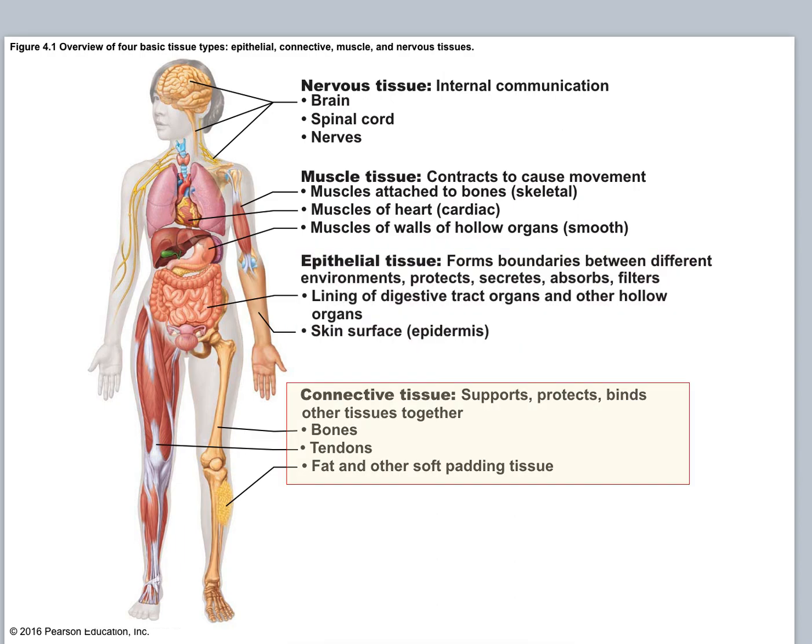And finally, there's connective tissue, which supports, protects, and binds other tissues together. Examples of connective tissue would be bone, tendon, and fat. Even blood is a connective tissue.